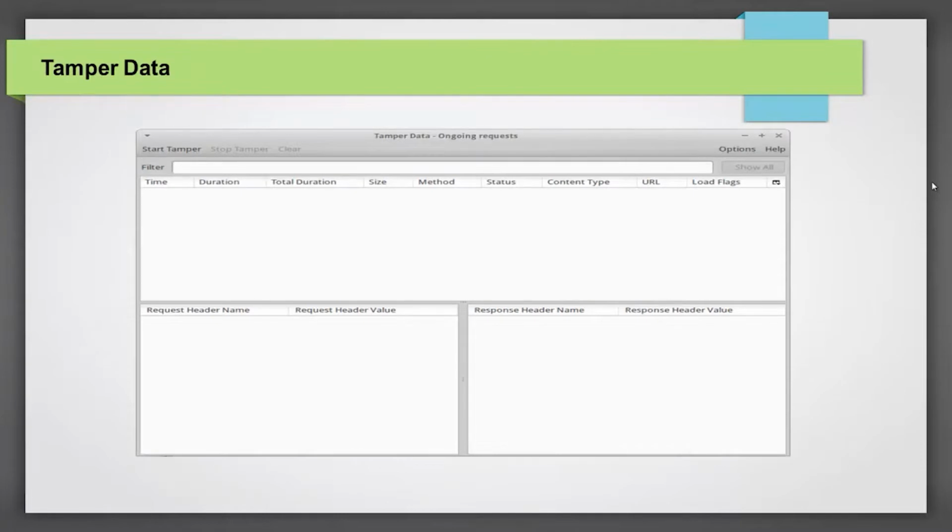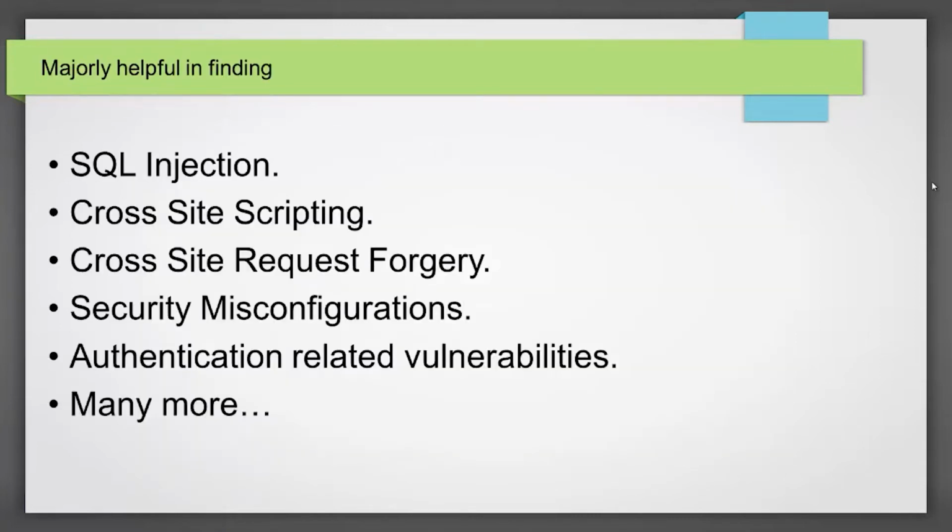So this is how Tamper Data actually looks. We can see here the various columns that are present in Tamper Data. This particular Mozilla Firefox add-on is majorly helpful in finding SQL injection, cross-site scripting, cross-site request forgery, most of the security misconfigurations, authentication related vulnerabilities, and plenty of other vulnerabilities as well.